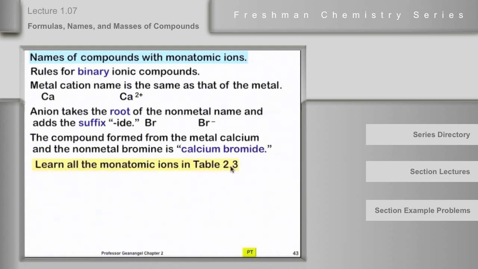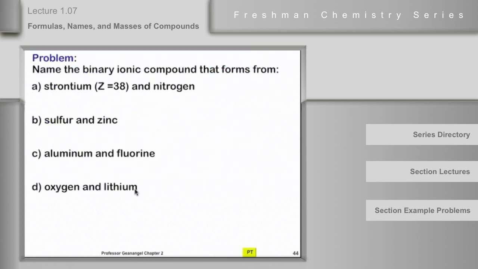Now in table 2.3 there is a list of the common monatomic ions, cations and anions. This is part of the language of chemistry, and we ask that you learn as many of these as you can. Meaning, if I were you, I would get some small cards, 5x8 cards or 3x5 cards, and I would put the formula for the ion on one side and the name on the other side. That way you can study these things.